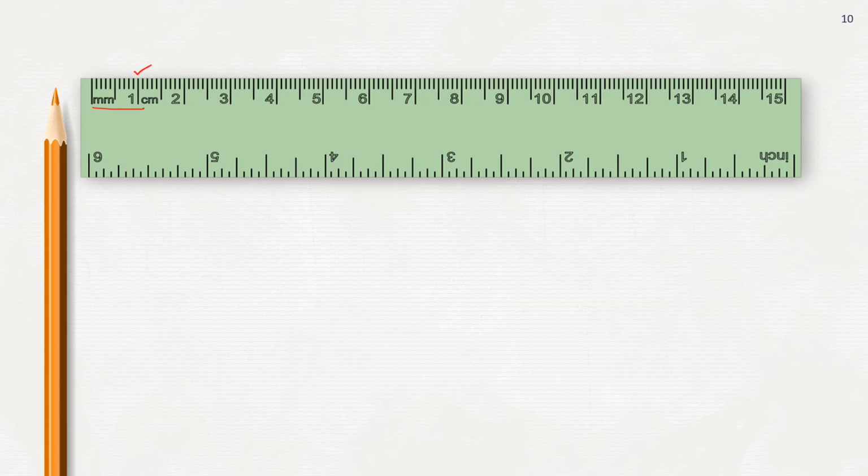Centimeter is bigger unit than millimeter. 1 centimeter is not equal to 1 millimeter, right? 1 millimeter means only this much. And 1 centimeter is this much. So 1 millimeter is not equal to 1 centimeter. That means smallest unit of measuring length is millimeter. Centimeter is bigger unit than millimeter.